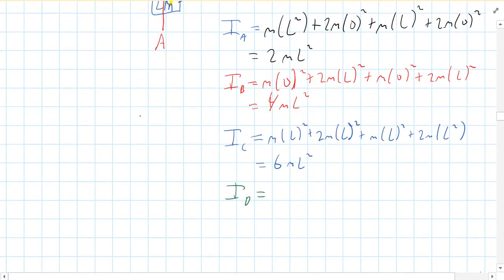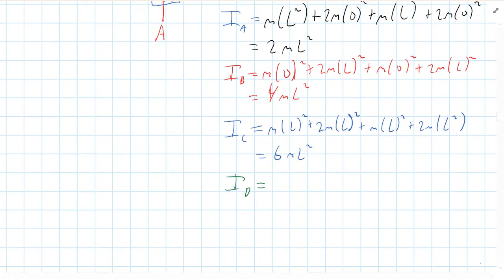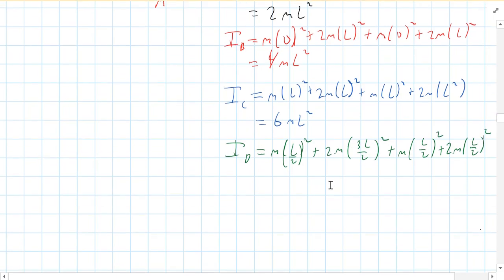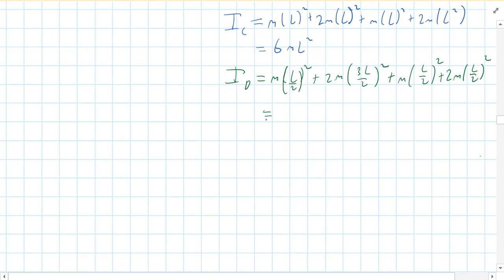So what we get is the first m is L over 2 away from the axis. I'm sorry, L over 2, pardon me. We've got to square that. The 2m is 3/2 L, so 3L over 2 away. The other single m is L over 2 away. And then the bottom 2m is also L over 2 away. Don't forget to square those distances, like so. And we're going to have to add all these up.